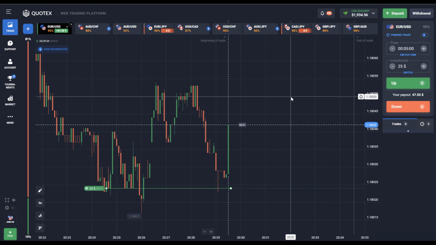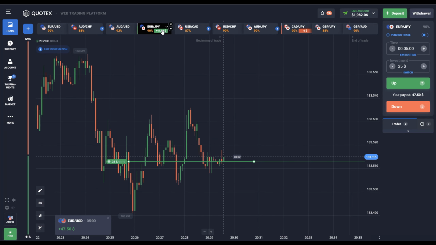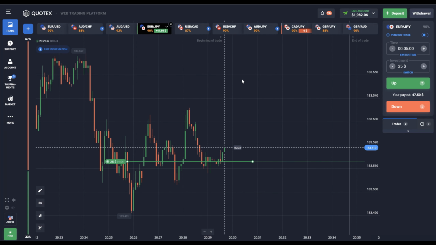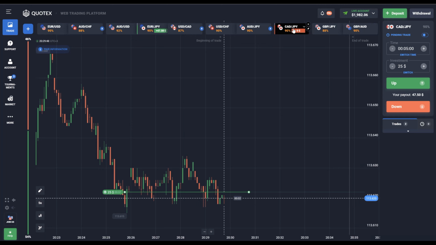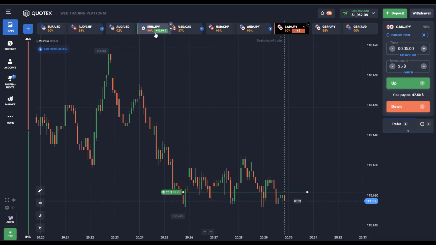The euro-dollar pair has begun to show upward movement. This trade is now closing and there are 2 remaining active trades open on the euro-yen and the Canadian dollar-yen. There are definite chances basically. But again, let's see how it actually turns out for us.